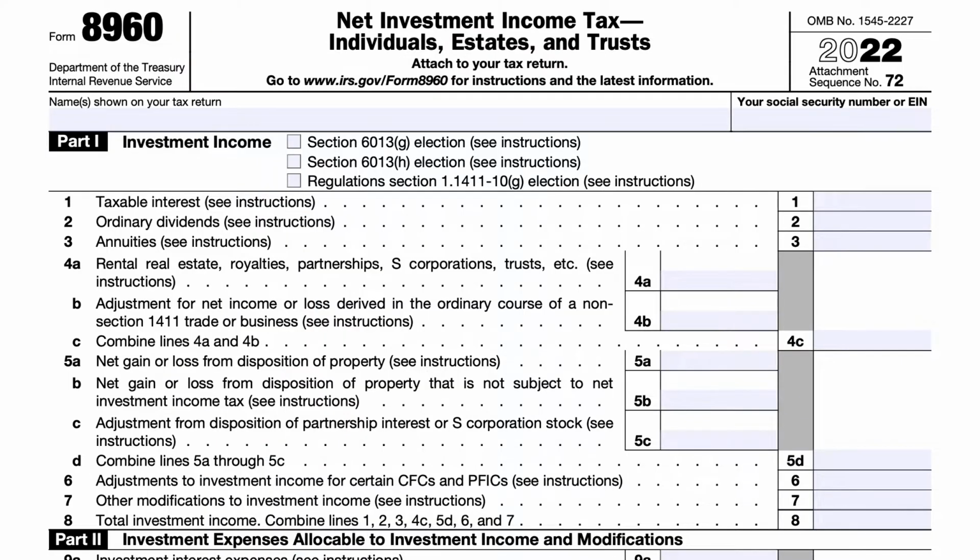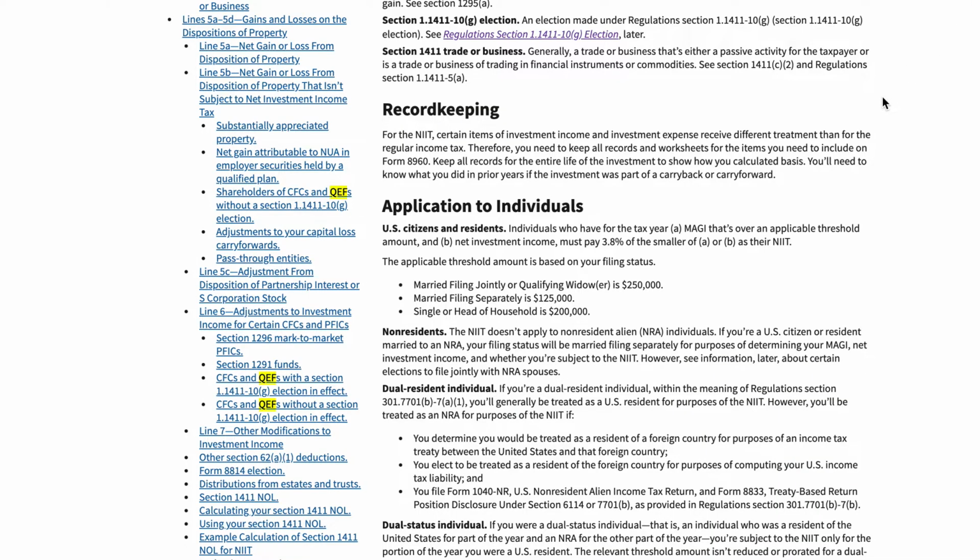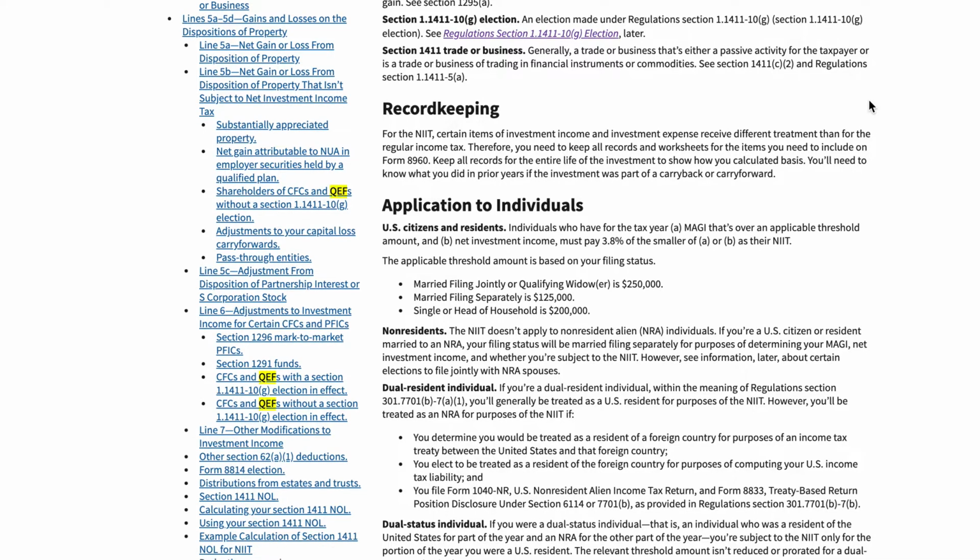The other thing I would like to point out is that at the very top of this form there are a couple of boxes, and they all refer to the instructions. So we're going to walk through those: the Internal Revenue Code 6013(g), Internal Revenue Code 6013(h), and the Treasury Regulations Section 1.1411-10(g). If you don't know what any of those are, that's perfectly fine. The instructions contain some information.